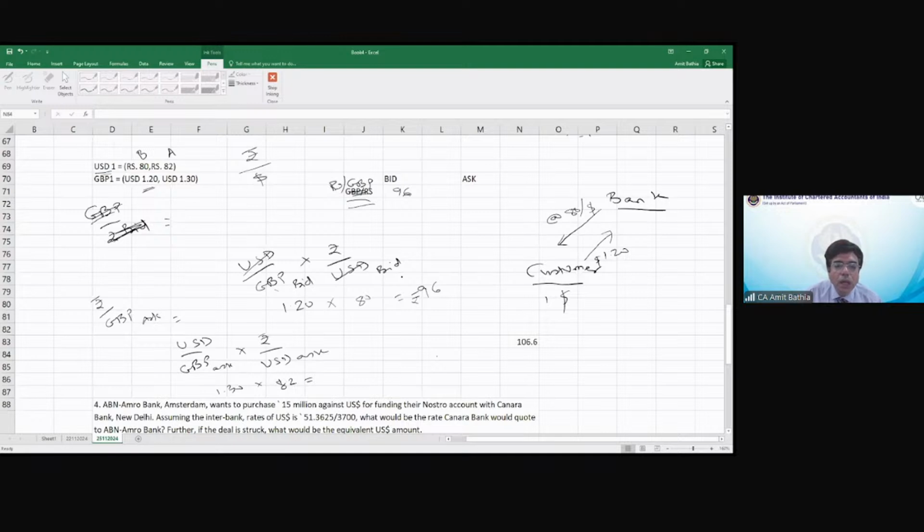Right? So I'll get over here 106.60. Okay. Shall we take one more example like this? Because cross rate conversion is going to be an important element, even from an examination perspective. So we will take a similar example and one where there will be a reverse element, so that we can get good practice around it.